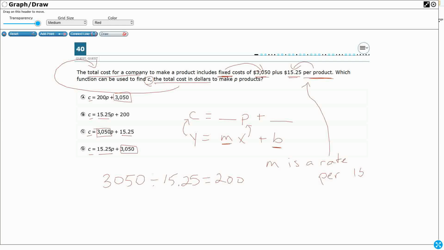So it's $15.25, but it's a unit rate over 1 unit. Now, when we put anything over 1, we just don't show it as a fraction. So my 15.25 is my rate, that's my m. And then my b is that y-intercept, right, in that slope-intercept form. It's what happens when x is 0. It is a starting cost. And what's my starting cost? It's that fixed cost. So our answer here is going to be D.